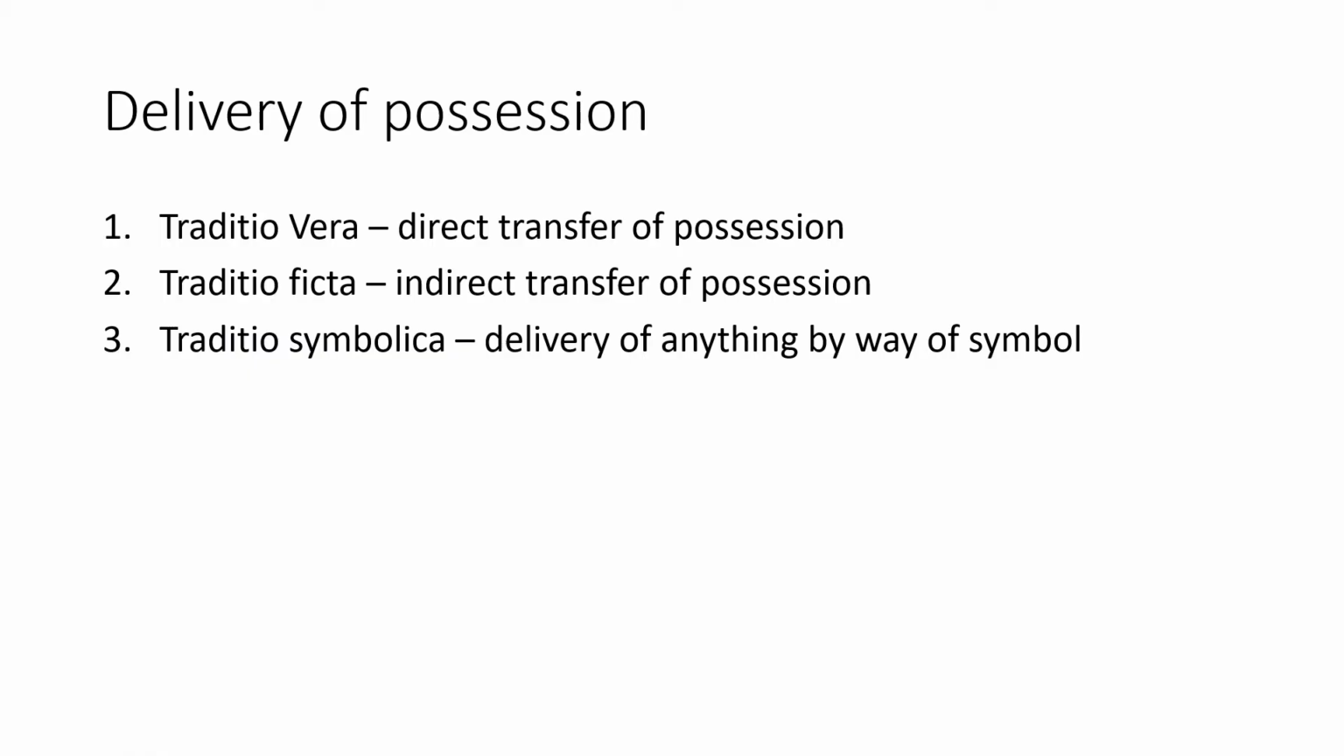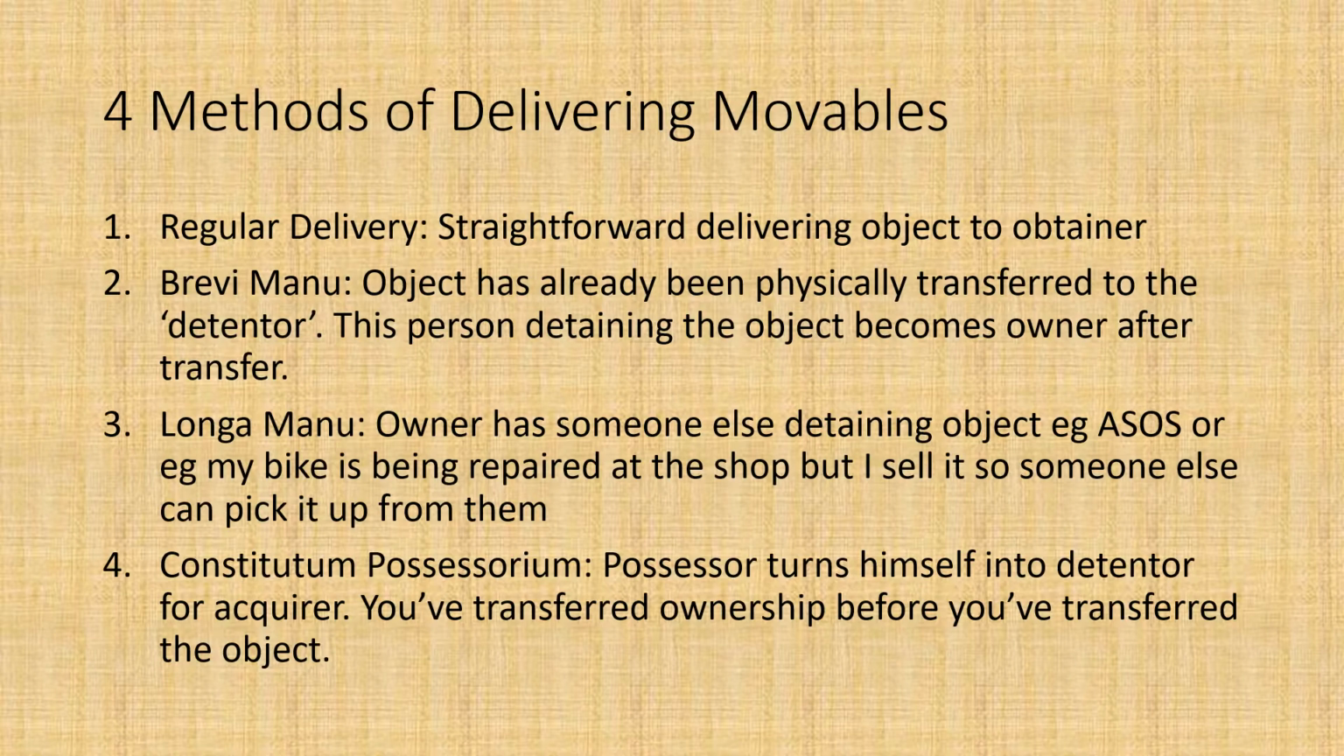There are different methods of delivery of possession, which might merit some discussion. These are called traditio vera, traditio ficta, and traditio symbolica. And I've put the meanings of these terms down briefly in the slide. We can also discuss four methods of delivering movables specifically. The first being regular delivery, the second is something called brevi manu, there's longa manu, and constitutum possessorium. Again, I've put the definitions of all these terms down in the slide.